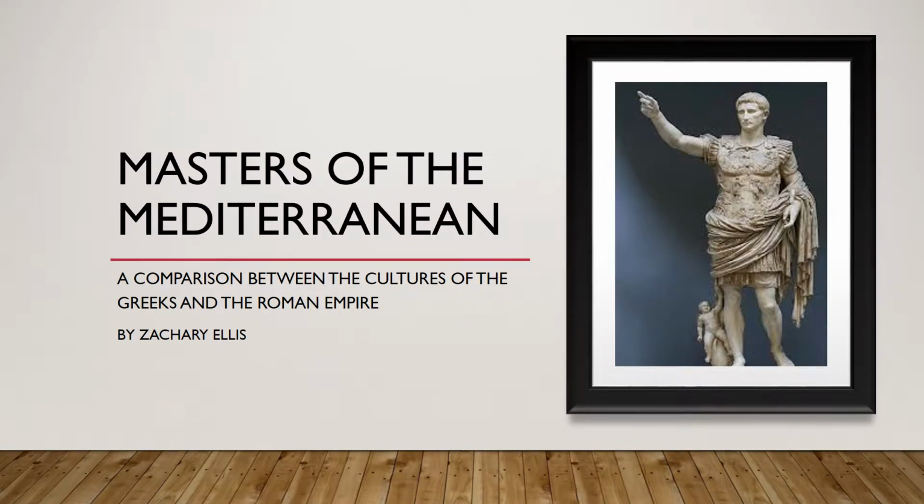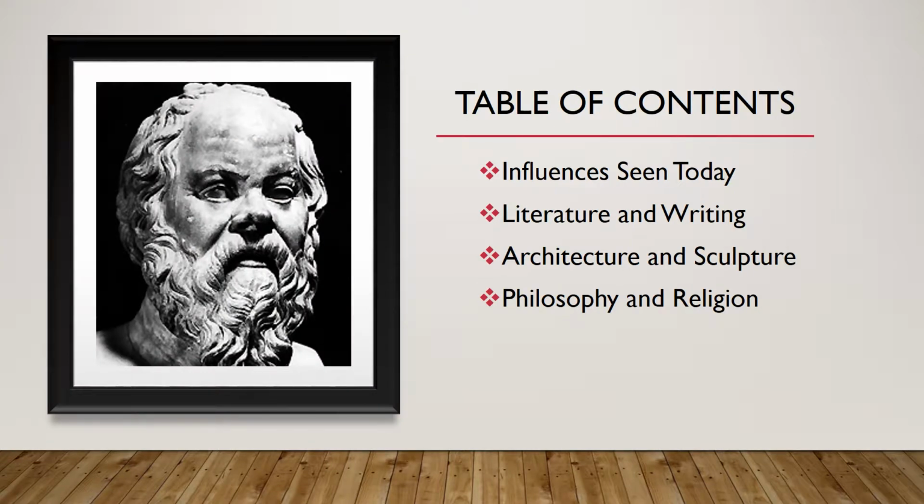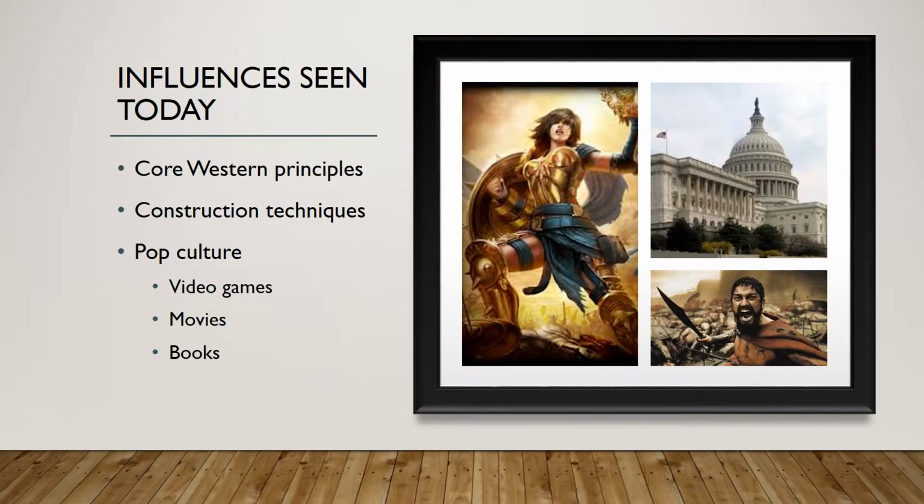This is my midterm project presentation called Masters of the Mediterranean. It is a comparison between the cultures of the Greeks and Roman Empire. As we can see in the table of contents, my slide topics include the influences of the cultures seen today, literature and writing from both cultures, architecture and sculpture, and philosophy and religion, and it is complemented with a picture of Sophocles. So, influences seen today: both cultures are fundamental in Western society.